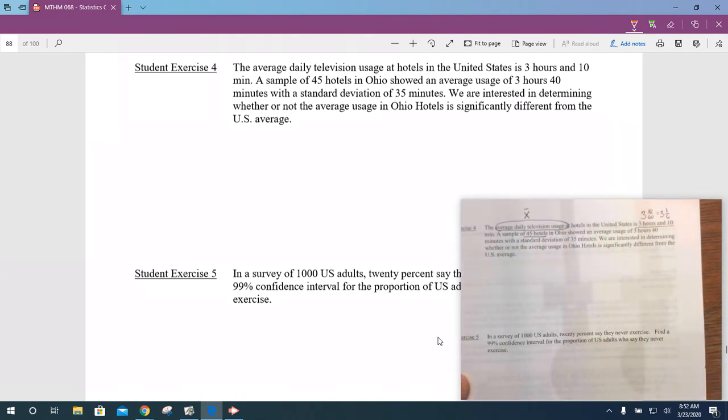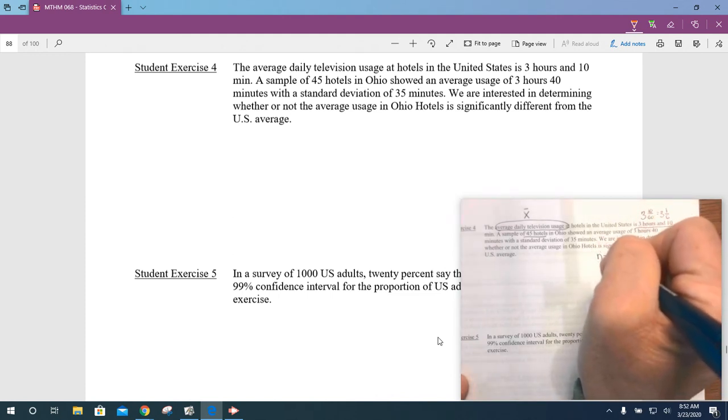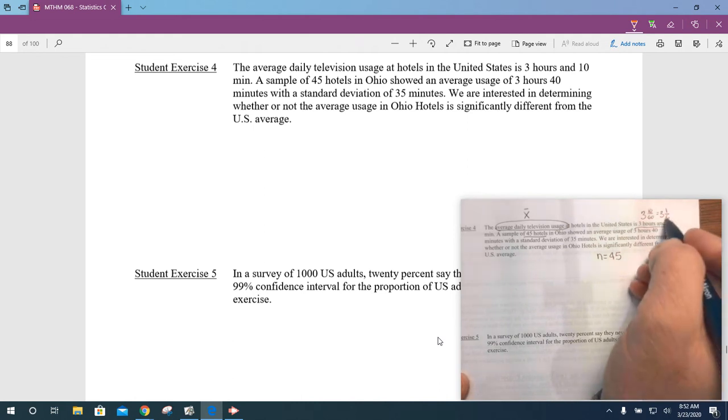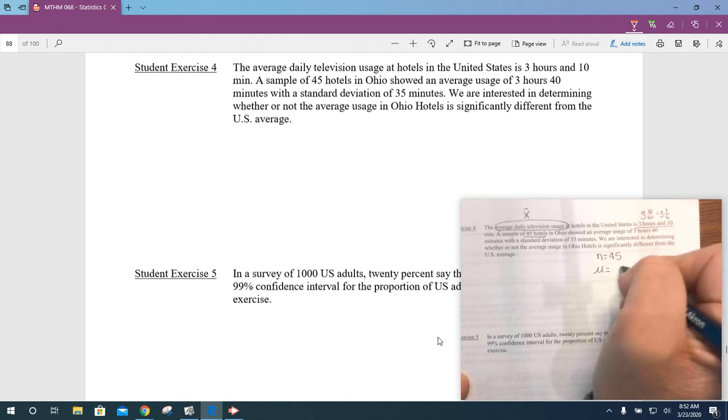That's important: sample of 45. So I'm going to write that down right now. N equals 45. I also know this, and I'm going to write this down. This is my mu value because this is all hotels. Mu is 3 1/6.